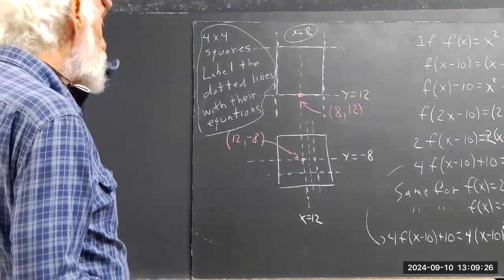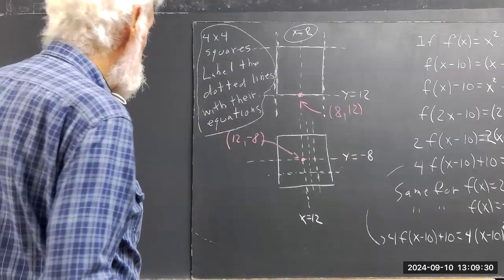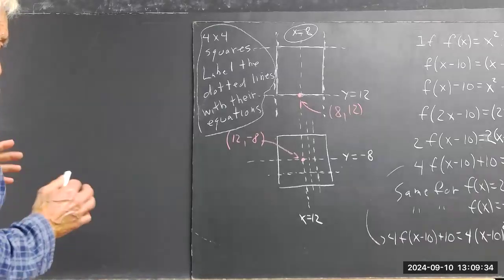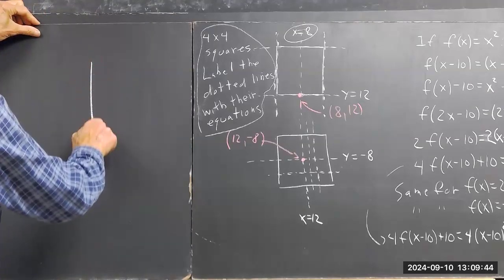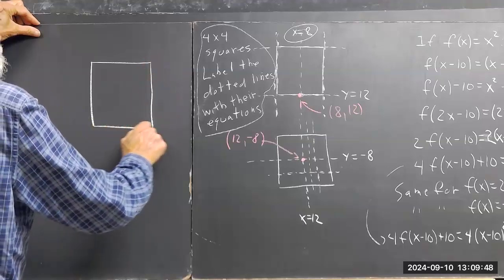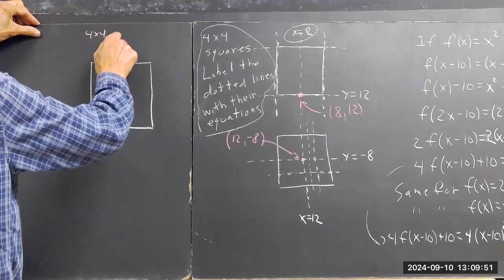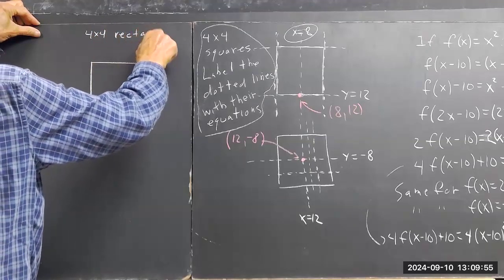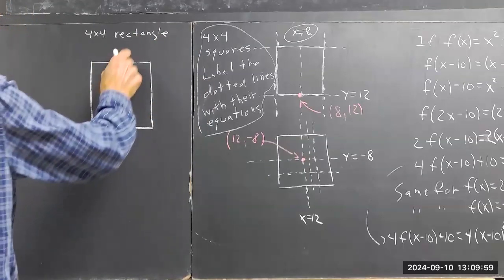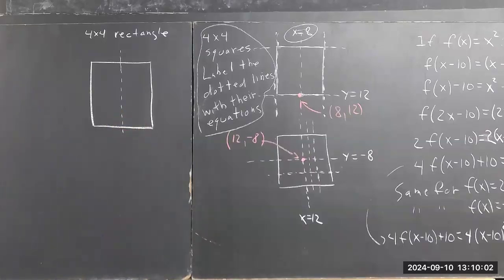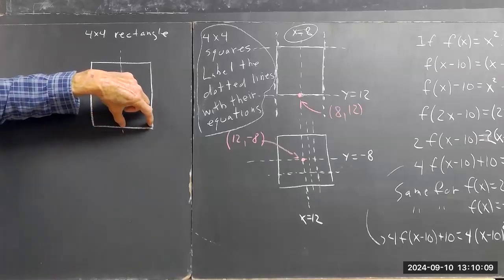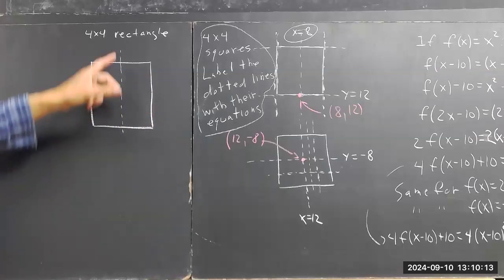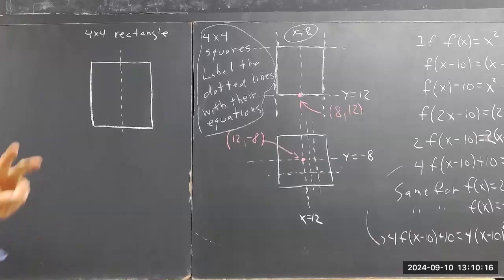Okay, now another problem here is a 4x4 rectangle. I'm going to do a little bit with a 4x4 rectangle here. It's square, but it's also a rectangle, so I call it that. How far is it from here to here? Hold up fingers. How far from the center line to the right edge? 2 units. Okay.